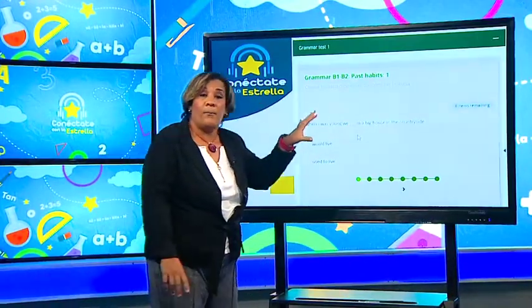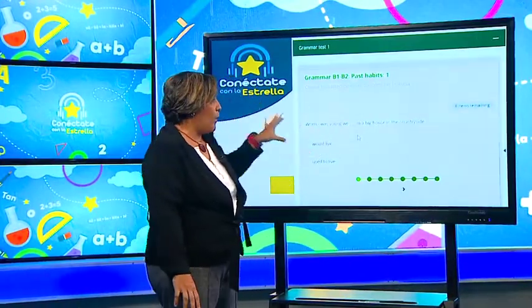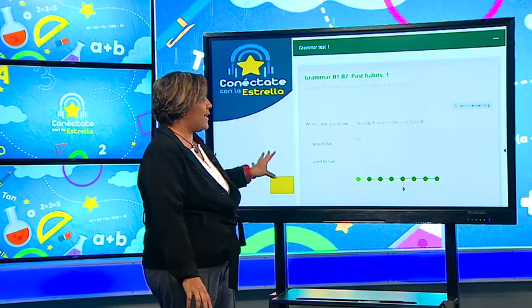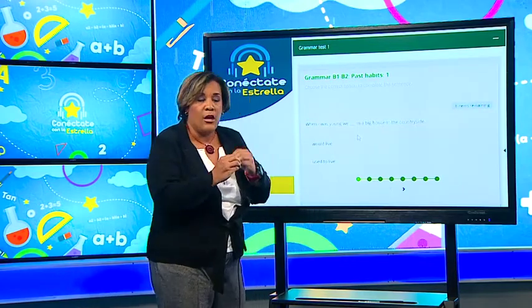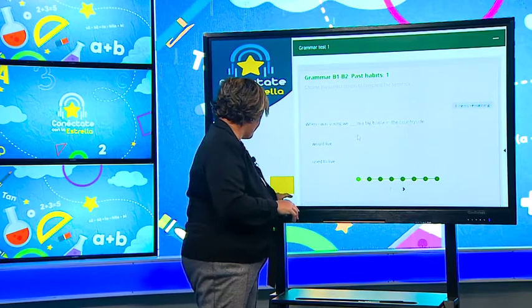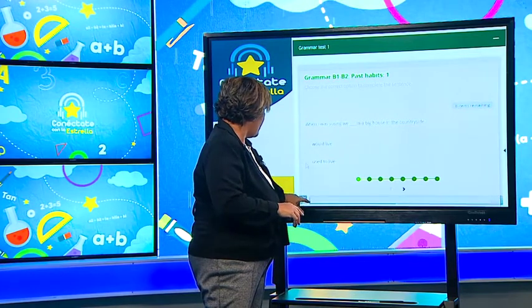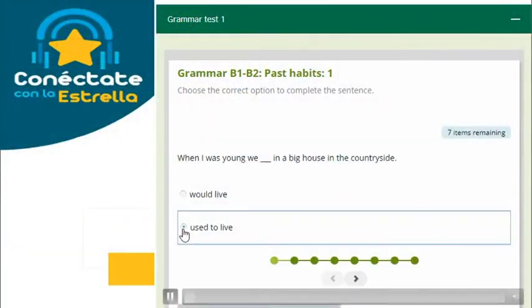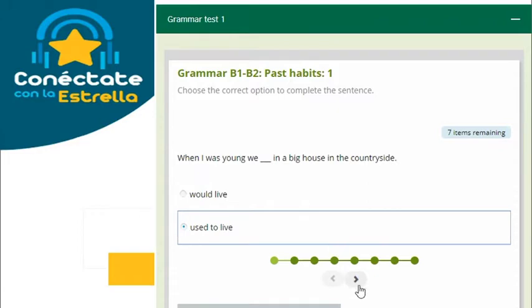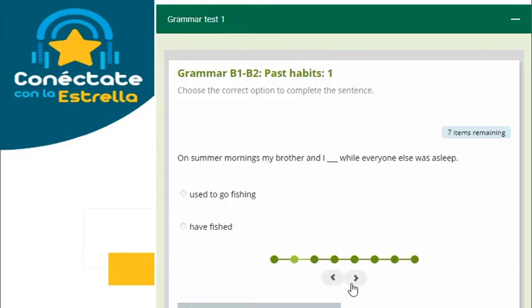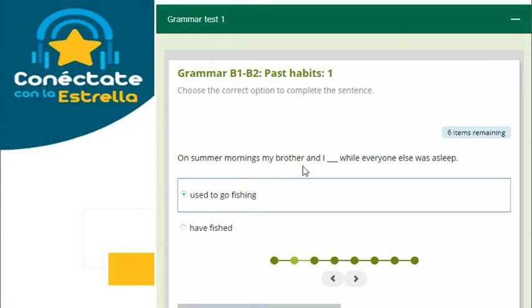Now, we have a little practice here, and I want you to take a look at this practice and try to do it, okay? Try to do the practice. Okay? So it says, when I was young, we used to live in a big house in the countryside, or would live. Used to live. On summer mornings, my brother and I, while everyone else was asleep, we used to go fishing.